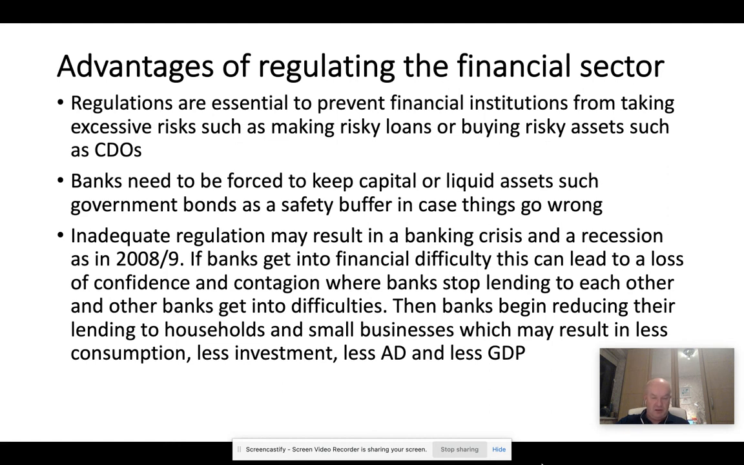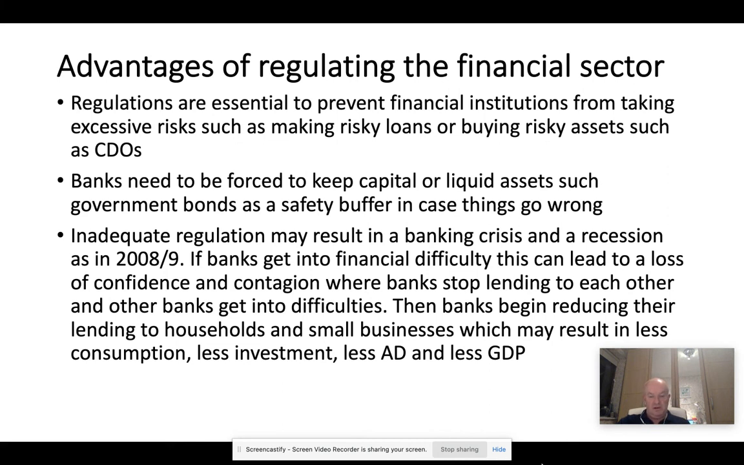Another thing that banks are now being asked or told to do by the central banks is to keep enough capital and liquid assets, such as government bonds, as a safety buffer. So if things do go wrong, then clearly they have the ability and the resources and reserves to be able to do something about that, to resolve the issue.